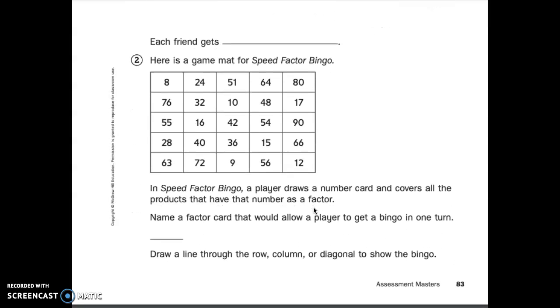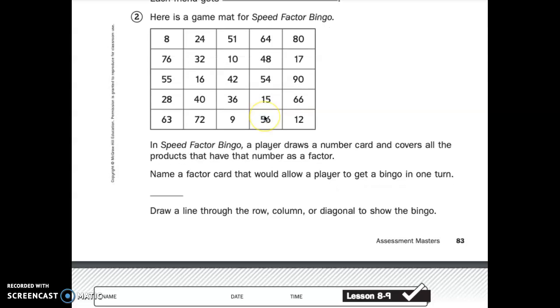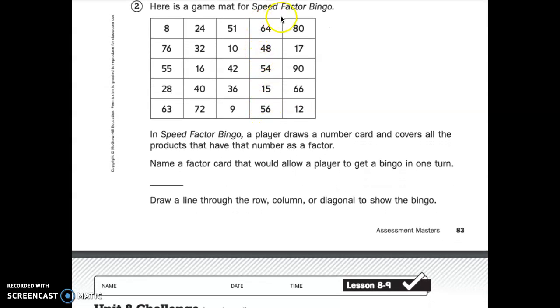Okay, I think this one's going to be the trickiest one of all. It says, here is a game map for Speed Factor Bingo. So here's our bingo card. They already put the numbers in. In Speed Factor Bingo, a player draws a number card and covers all of the products that have that number as a factor. Name a factor card that would allow a player to get a bingo in one turn. Draw a line through the row, column, or diagonal to show the bingo.